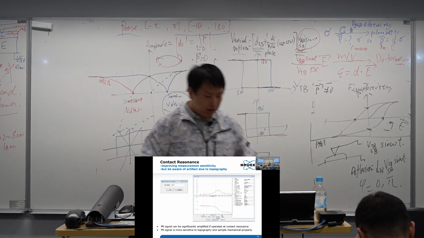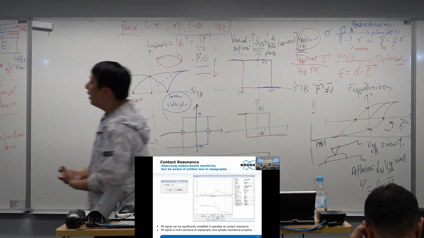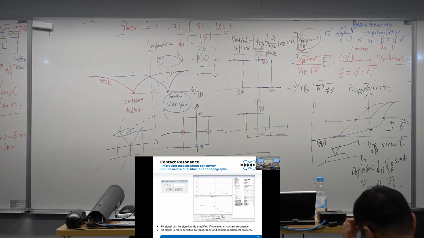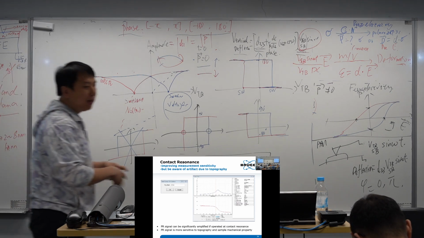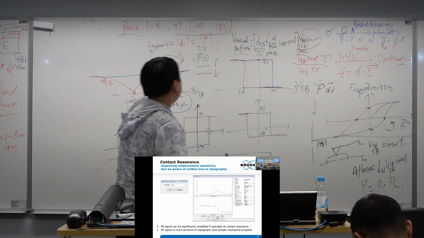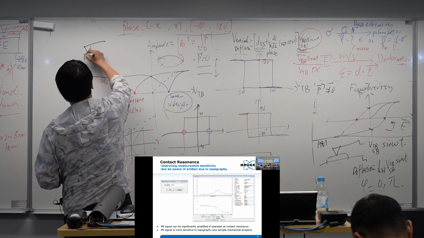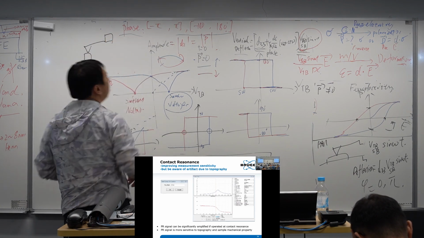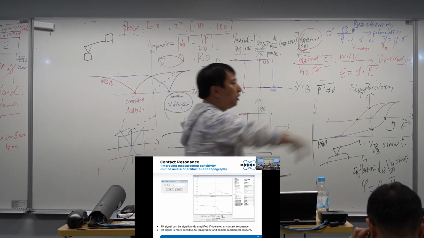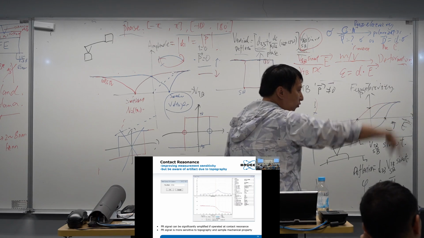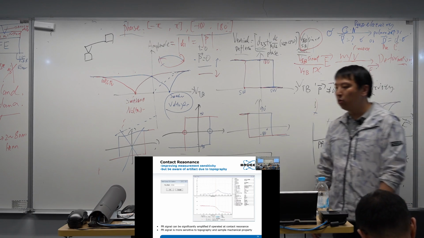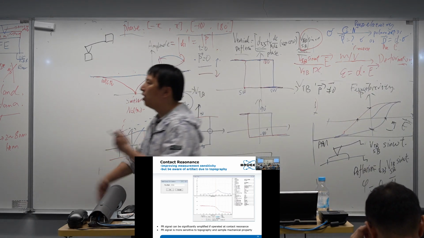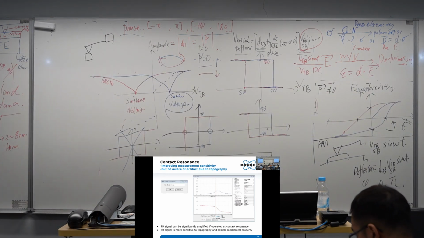Okay, the contact resonance. As we said, we don't have the frequency dependence in the PFM because the probe touches the surface. So there is no way for the probe to vibrate freely. But in the world of vibration, there's not only one way to do the vibration.